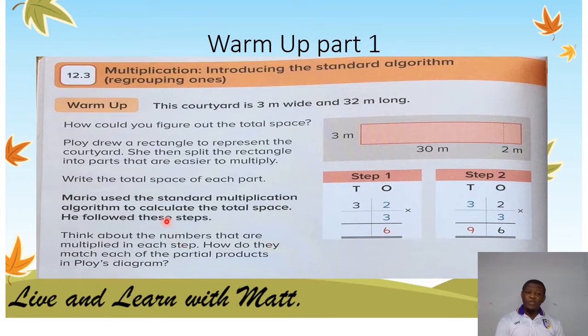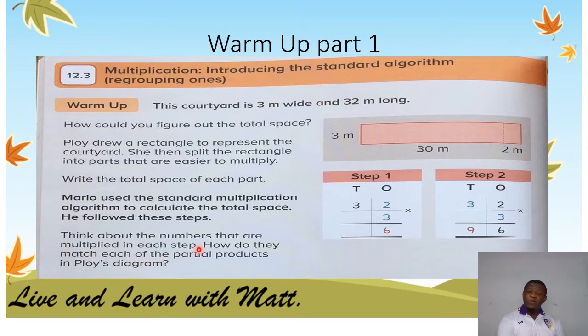So Mario used the standard multiplication algorithm to calculate the total space. He followed these steps, writing 32 and times 3. Now step 1, multiply the ones. 3 times 2 is 6. Step 2, multiply the tens. 3 times 3 is 9. So therefore we get 96.